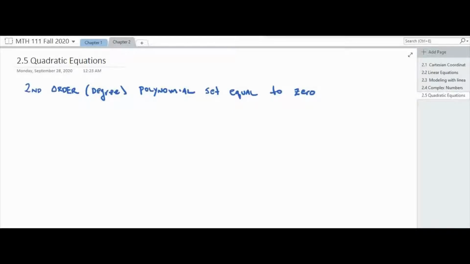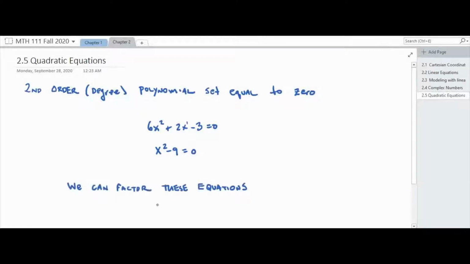A quadratic equation is a second order or second degree polynomial set equal to 0. For example, 6x squared plus 2x minus 3 equals 0. Or maybe x squared minus 9 equals 0. Sometimes the first degree term is not present. We can factor these expressions.